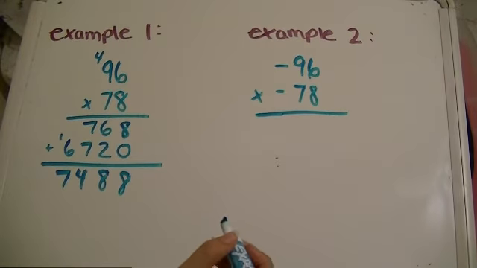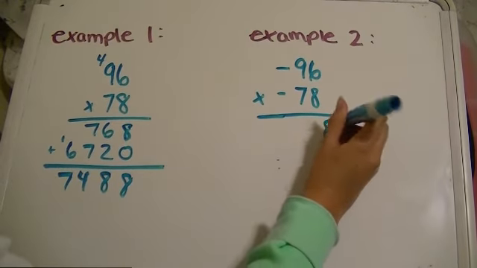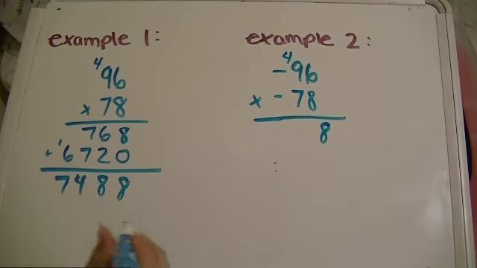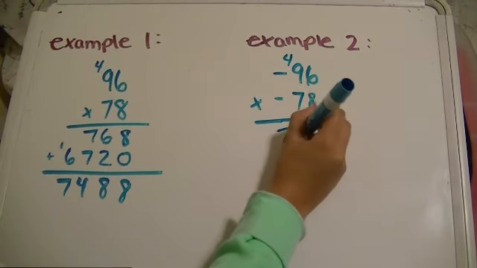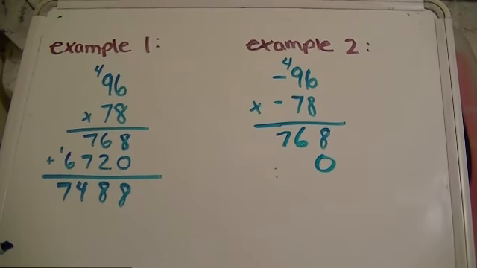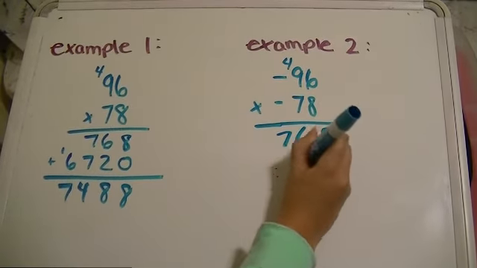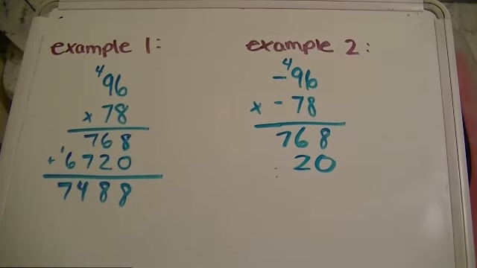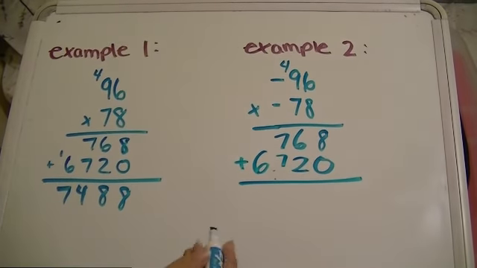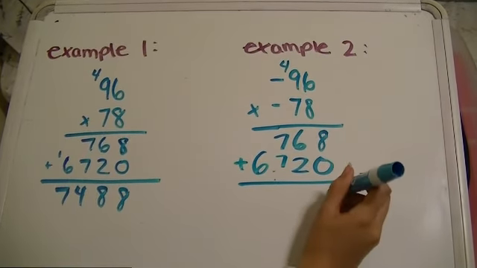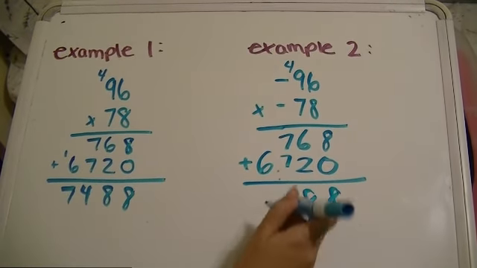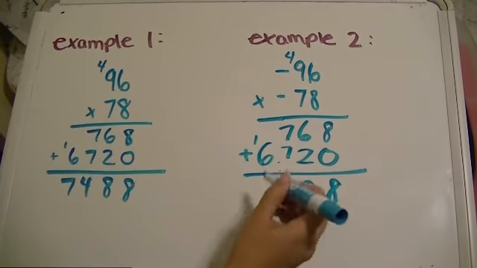Okay, so moving on to the negative example. We'll do the exact same thing. So 6 times 8 is 48. We'll carry the 4. 9 times 8 is 72, plus the 4, so 76. Add in the 0 for our place value holder. 7 times 6 is 42. Carry the 4. 9 times 7 is 63, plus the 4 is 67. We'll add our two together again. So we will get 8 plus 0 is 8, 6 plus 2 is 8, 7 plus 7 is 14, carry the 1, 6 plus 1 is 7.